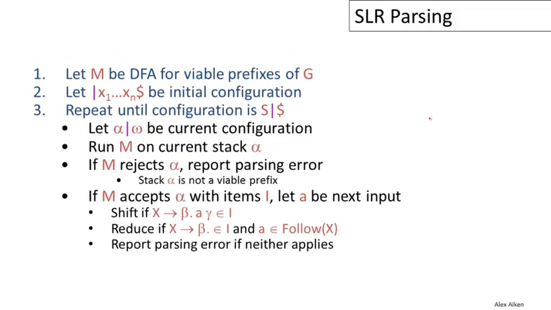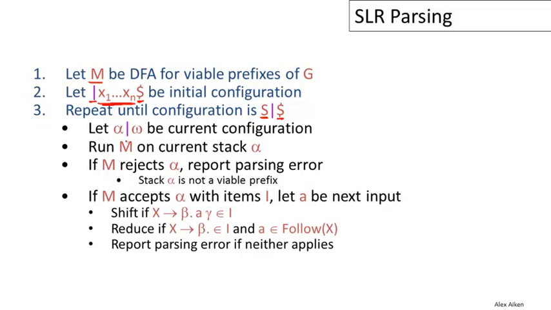So now we're ready to give the algorithm for SLR parsing. M is our parsing automaton that recognizes viable prefixes. The initial configuration is going to be with the vertical bar all the way to the left, so the stack is empty. This is our full input, and we append dollar to indicate the end of the input. And now we're going to repeat until the configuration has just the start symbol on the stack and dollar in the input, meaning all the input is gone, and we reduce the entire input to the start symbol.